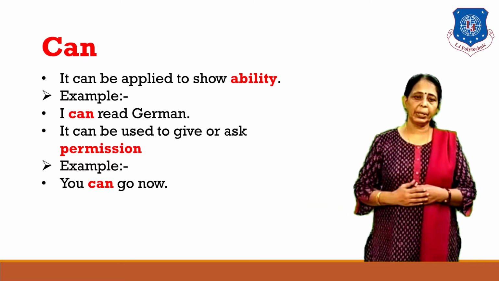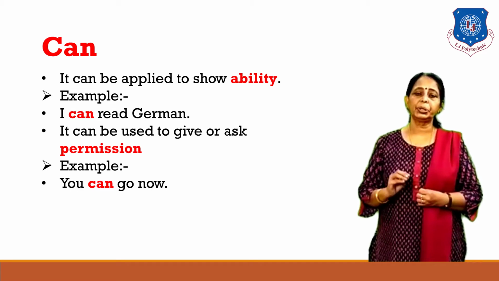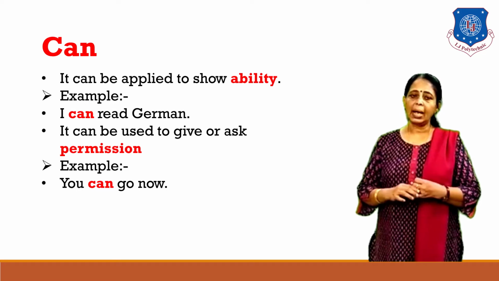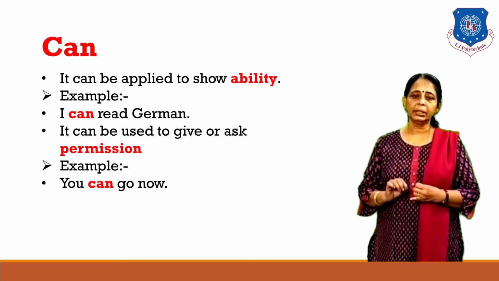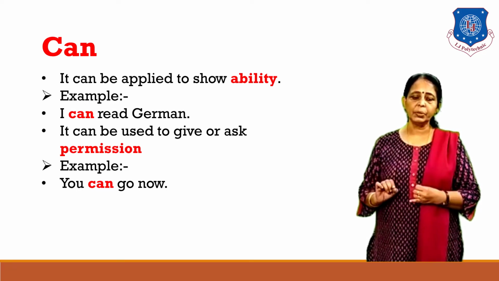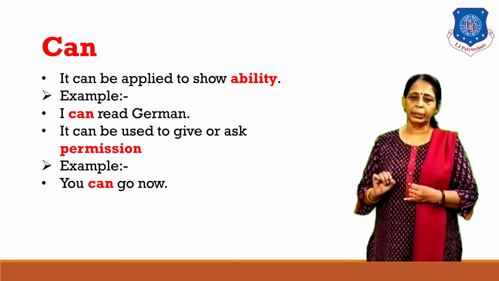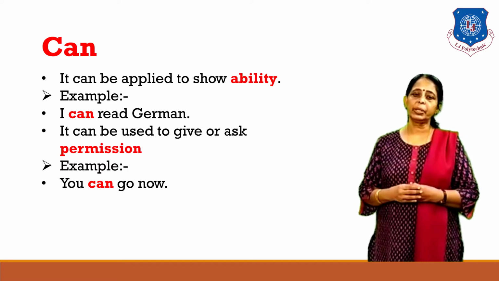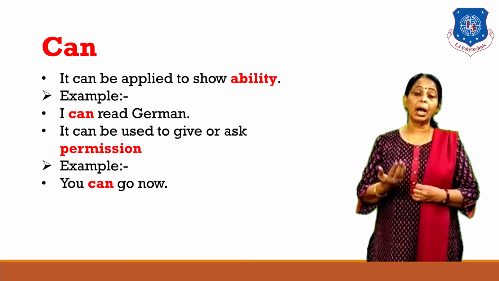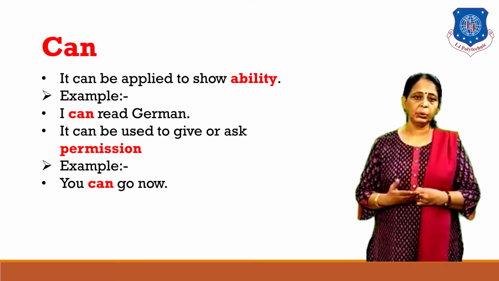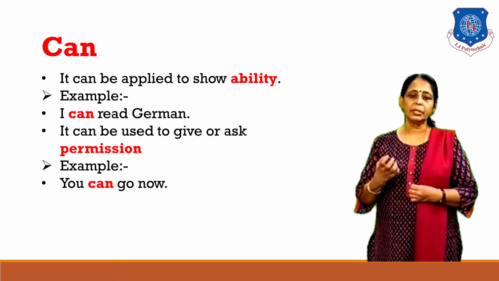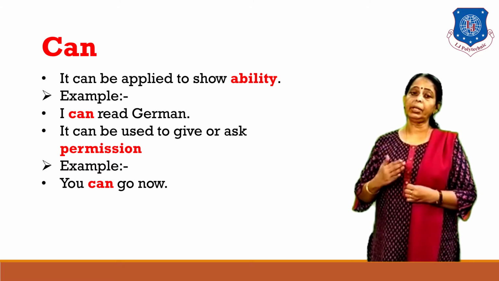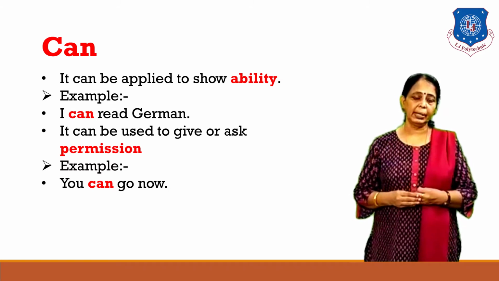Can, first one, it can be applied to show ability. For that I'll give an example sentence. I can read German. Here, what does the example tell you? That you are able to read German. Next, can is used to give permission or to ask permission. Can I go now? Here you are asking permission. You can go. That is you are giving permission to somebody else.